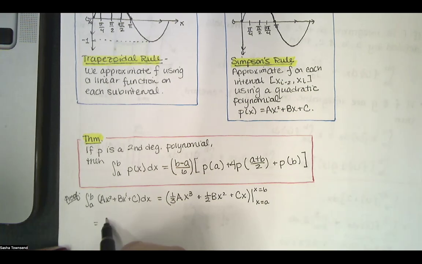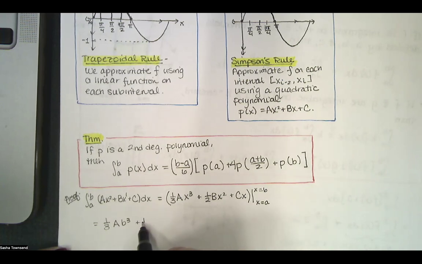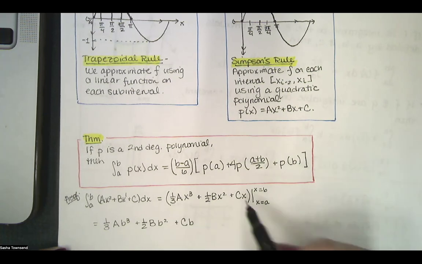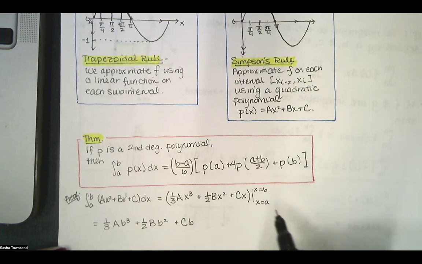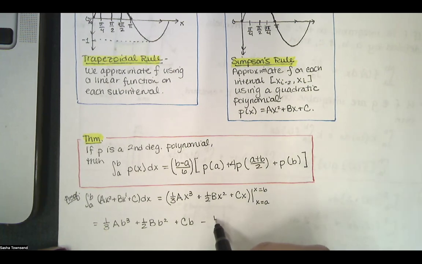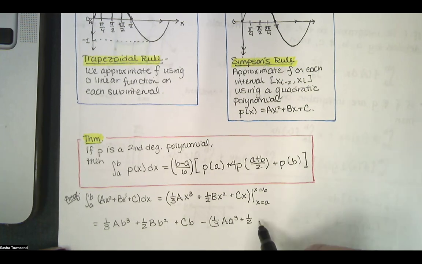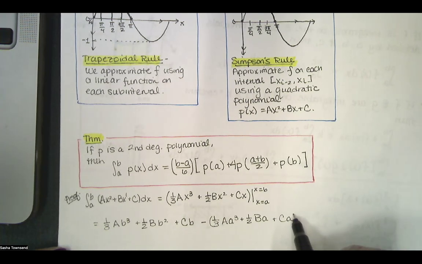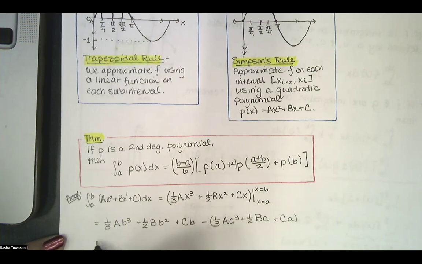Substituting b, we get 1/3 capital A times b cubed plus 1/2 capital B times b squared plus c times b. And then we evaluate this at that lower limit of integration, lowercase a. You're just replacing the x with an a. And then we'll distribute the negative through the parentheses.